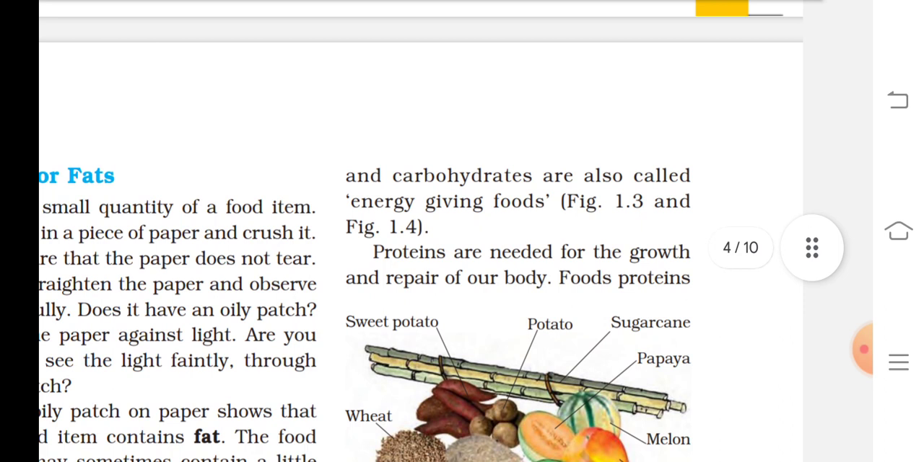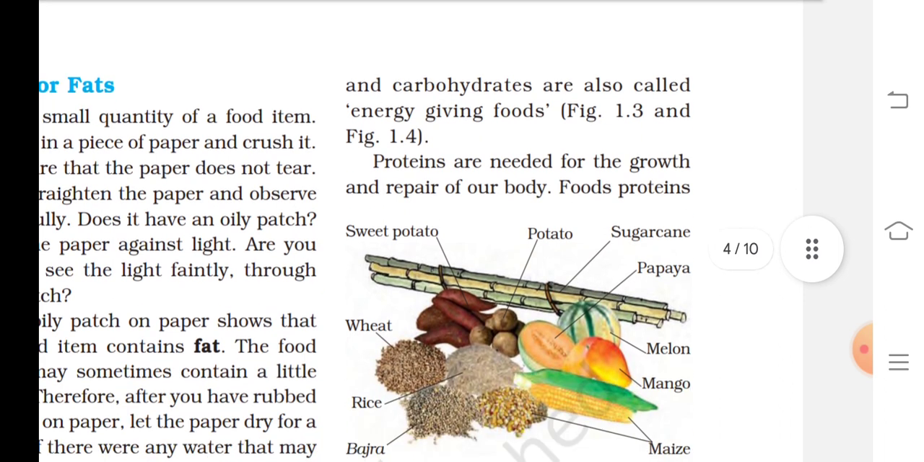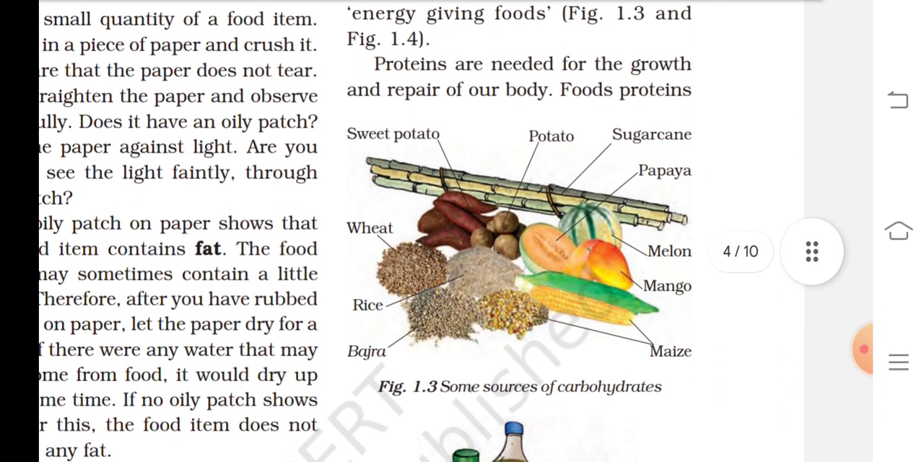And carbohydrate are also called energy giving food, and protein is needed for the growth and repair of our body.